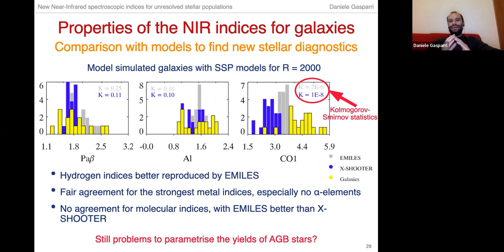Then I compared the equivalent width of the indices of the galaxies with the simple stellar population models. I used two models, the E-miles models of 2016 and the new X-shooter models. The problem is in this slide. You can see, especially on the right, where I show the Kolmogorov-Smirnov statistics, that the models cannot reproduce well the equivalent width of many indices. Especially for the metal and molecular indices, the models cannot reproduce the data. So we cannot use the models to build the spectroscopic indicators we want to build in the near infrared.